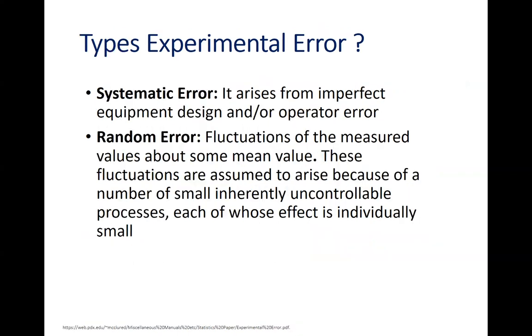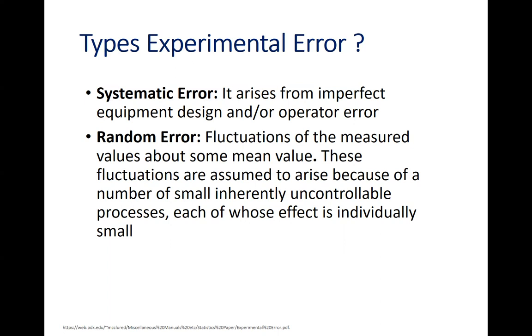Okay. What types of experimental error? We have two types: systematic error and random error. Systematic error arises from imperfect equipment design and/or operator errors. For example, if you have an uncalibrated system, this is basically imperfect equipment. Uncalibrated means that it will be reflected in all the measurements that you have. Or maybe if some operator forgets to tare the scale, for example, this will be reflected in all of the measurements. This is basically systematic error.